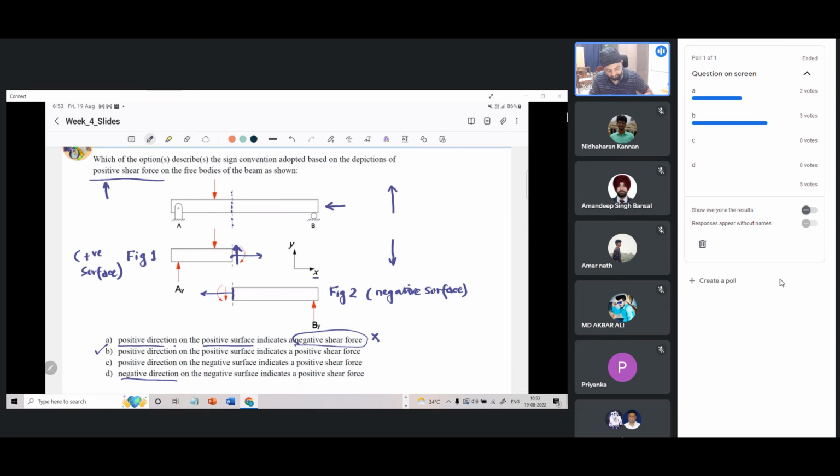This is the negative surface. Positive direction is upward, indicates a positive shear force. We have been shown something and we have been told that it represents positive shear. So this cannot represent that, which is why C is not the correct answer. Subsequently, D would become the correct answer because it's just the complement of that. So B and D represent the correct answer.